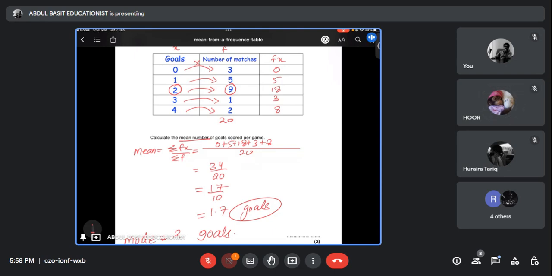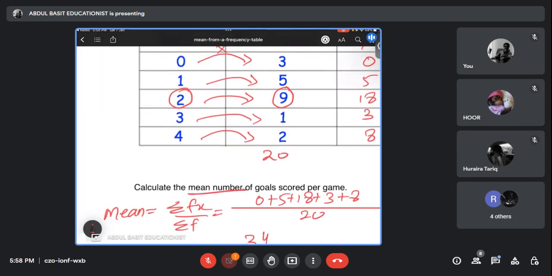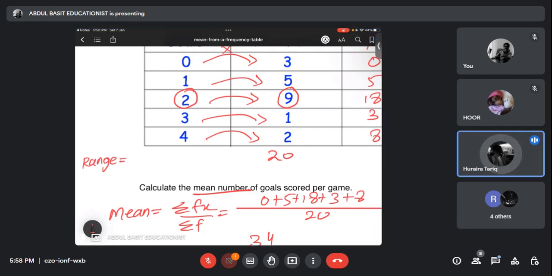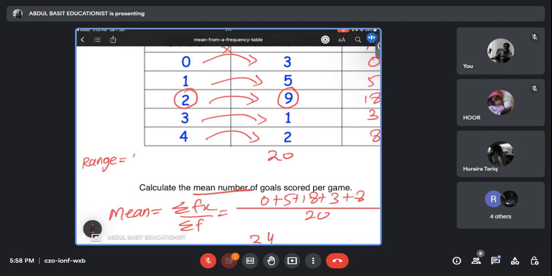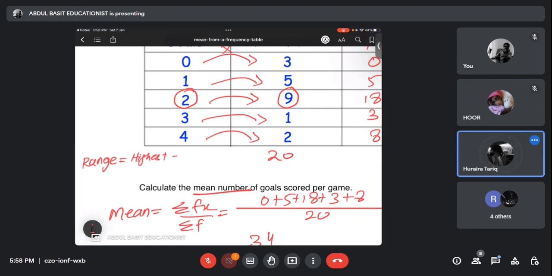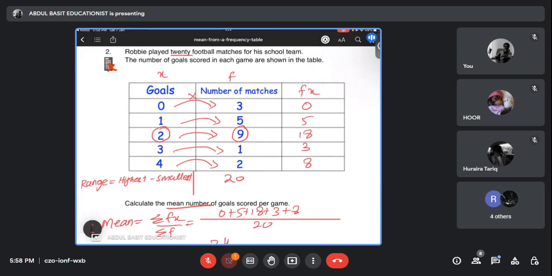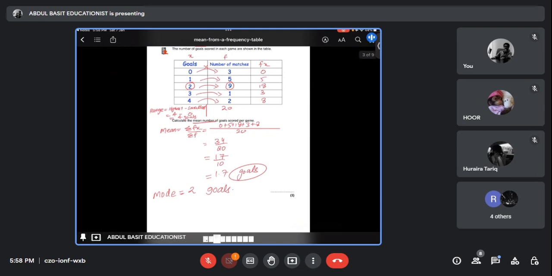Okay, do you know what range is? Like from smaller to bigger? Yes, but you said it the opposite way. Range is highest minus smallest. So you can see that the highest goal is 4 and the lowest goal is 0. So 4 minus 0 is 4 goals, which is the range. It means that Ruby, in the matches she played, never scored more than 4 goals. Agree? Is this clear? Is this clear everybody?